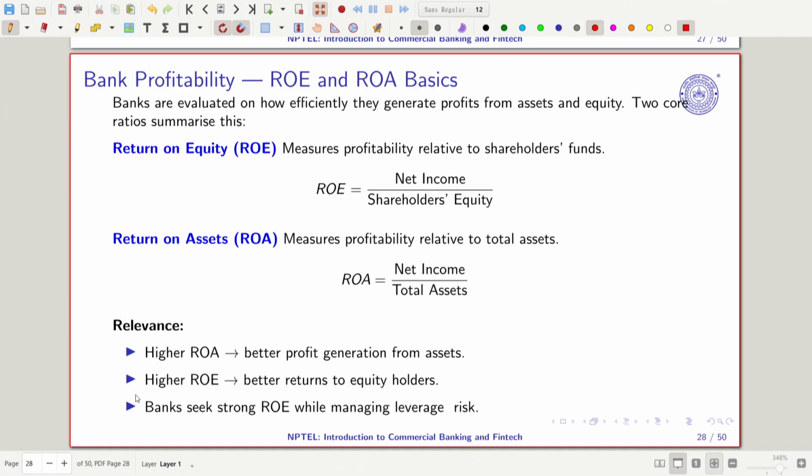Higher ROA means that, when we do banking sector studies, we often use these two indicators to measure profitability. Return on equity may be on the shareholders' equity side, but return on assets is a crucial indicator, and it is what we normally see about the efficiency of the banking sector. So this is very, very important.